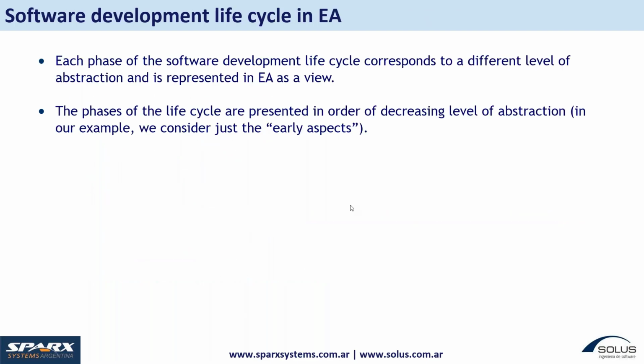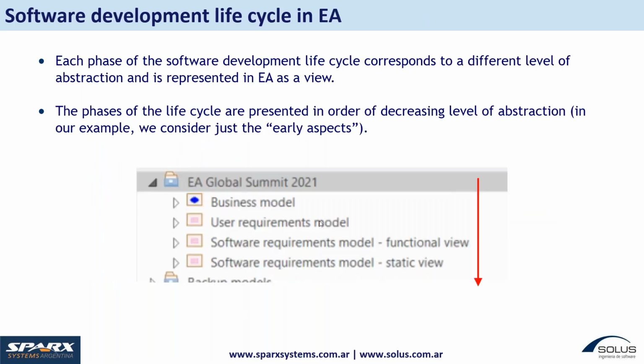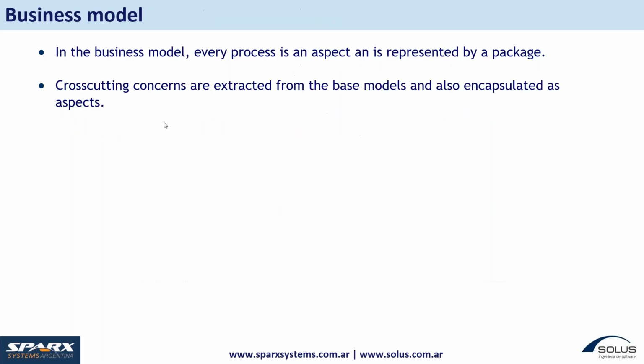Well, in Enterprise Architect, we will create all our levels of abstraction in descending order as usual. For instance, in this case, I have a business model, user requirement model, software requirement model, maybe different views inside of some models. Well, this is as usual. We create all the levels of abstraction that we need. After this, I'll enter the business model.